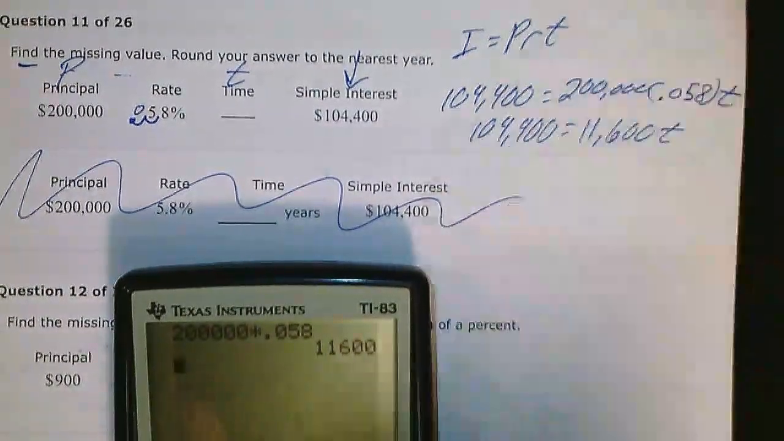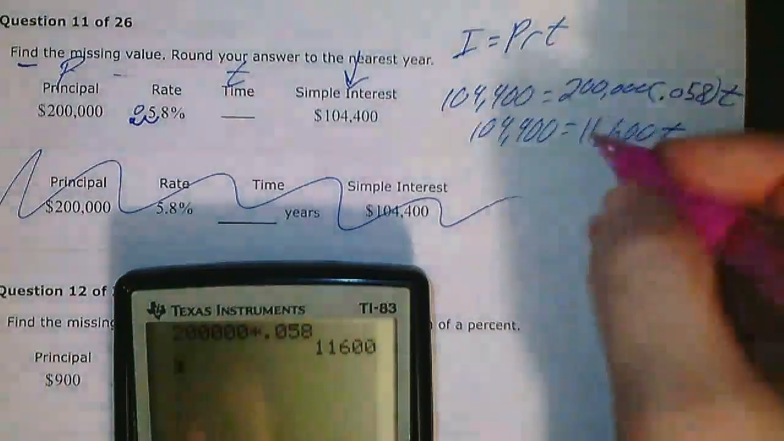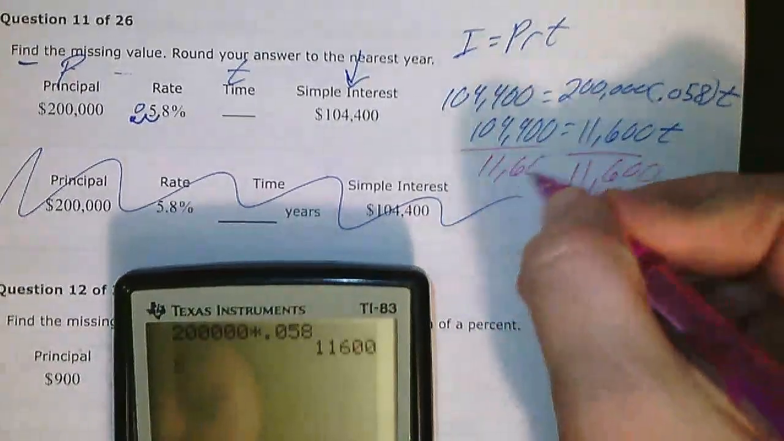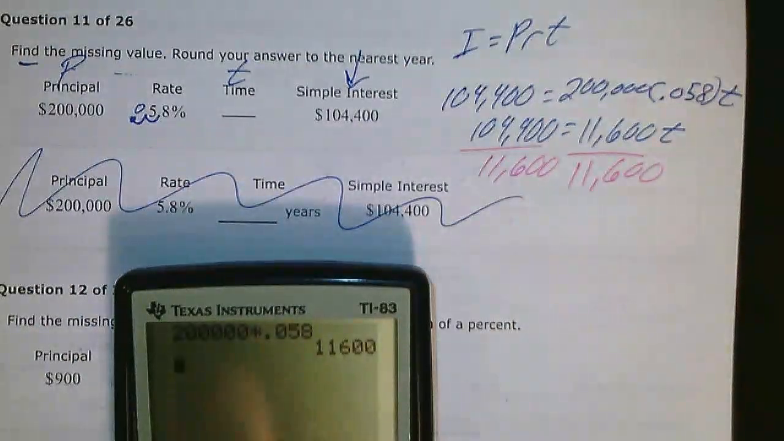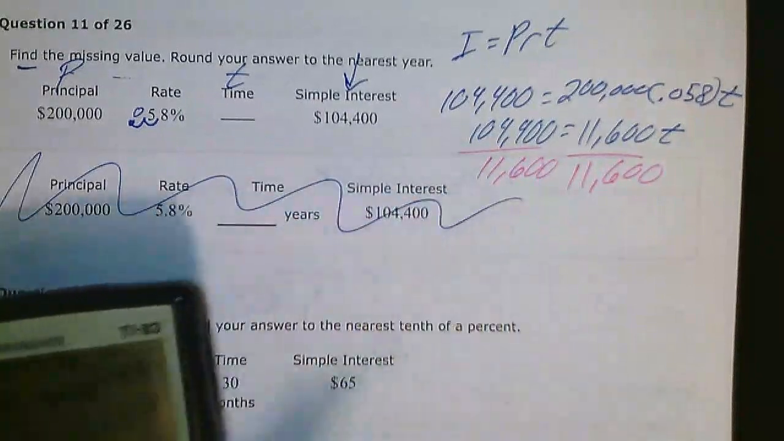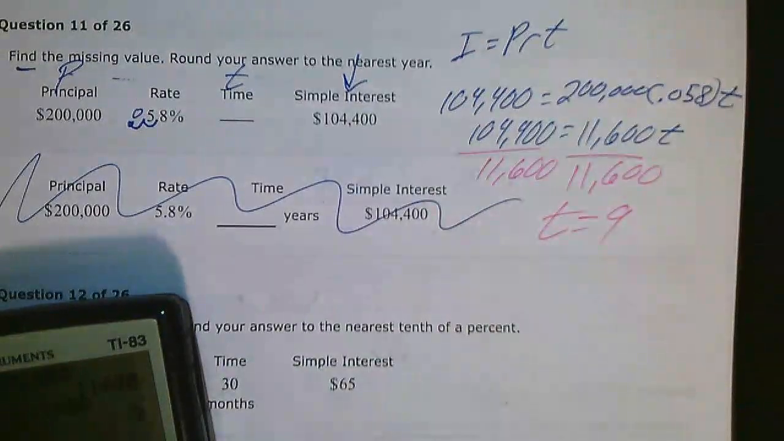Times T. So to get T by itself, we can just divide both sides by 11,600. So 104,400 divided by 11,600 gives us 9. So T equals 9.